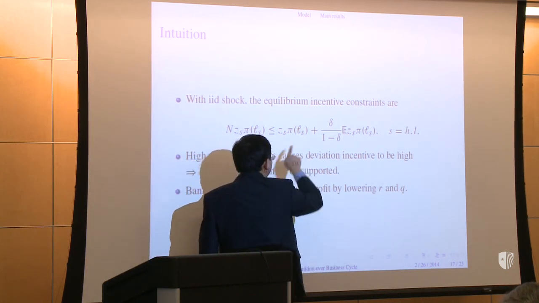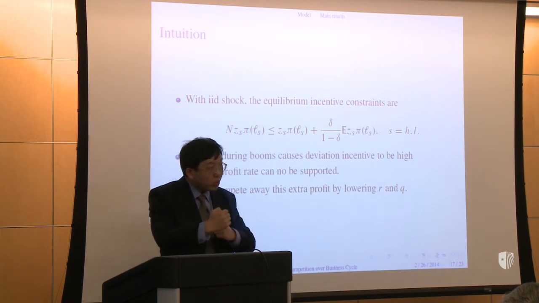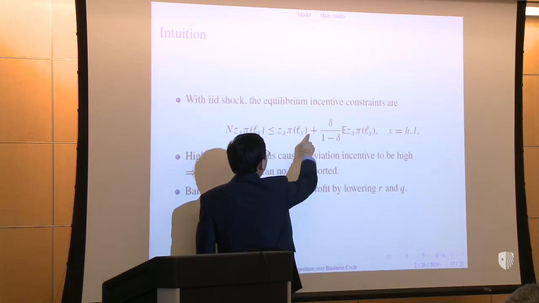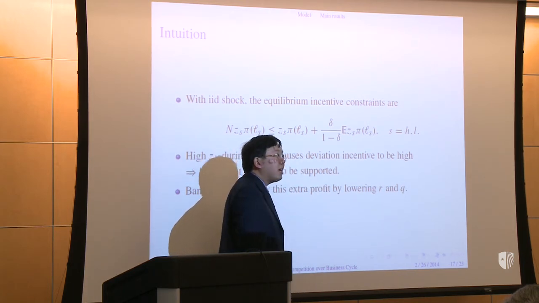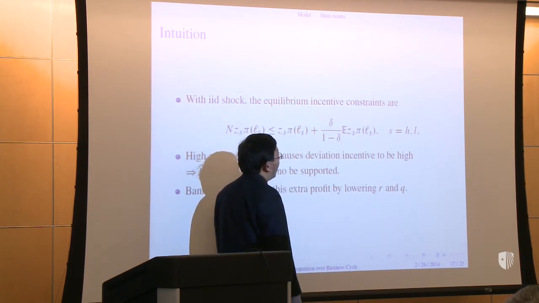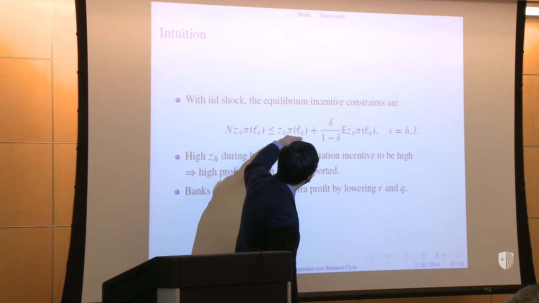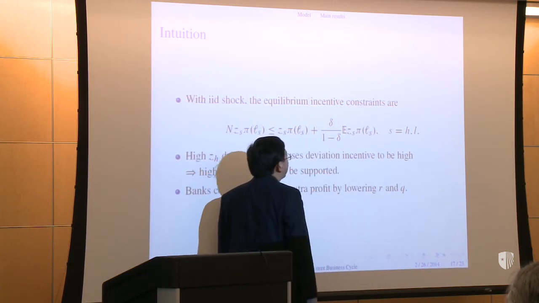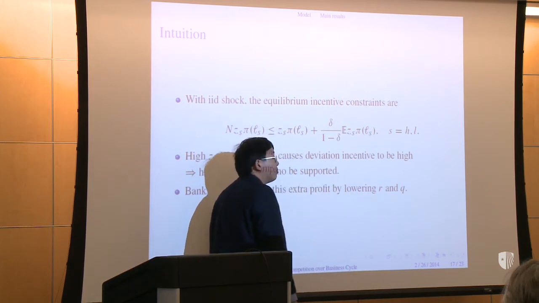And if it stays with the equilibrium strategy profile, then in the current period, the bank is going to receive this much profit, and in the future, it's going to receive a discounted value of this much profit.